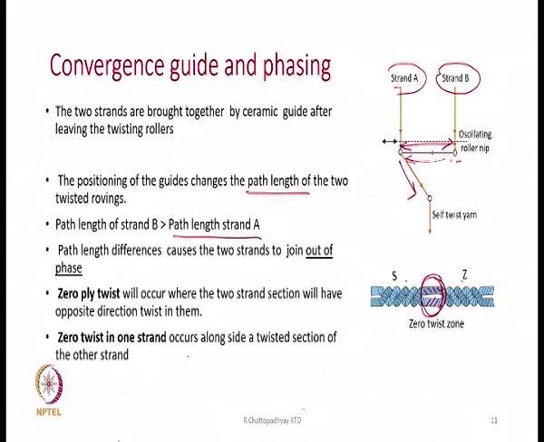And zero twist in one strand occurs alongside a twisted section of the other strand. So, this we have already discussed, the same thing is going to happen. The moment we go for a phase shift, whatever we have discussed earlier, everything will be valid.